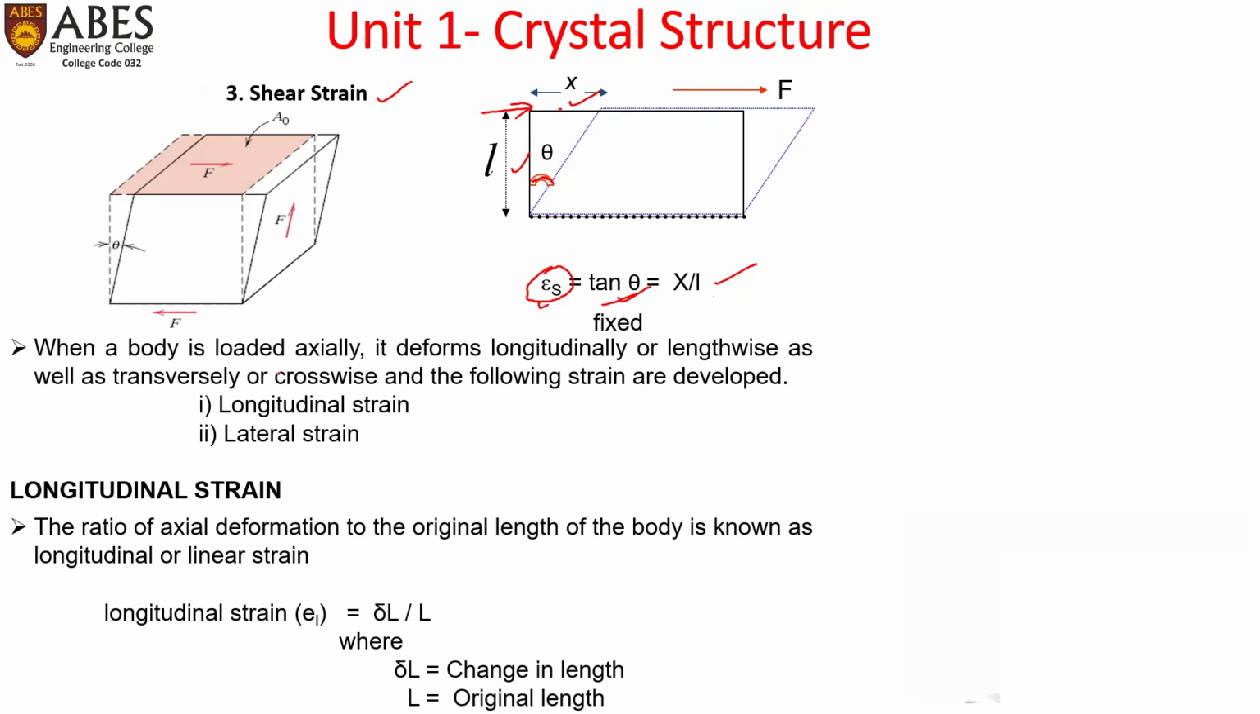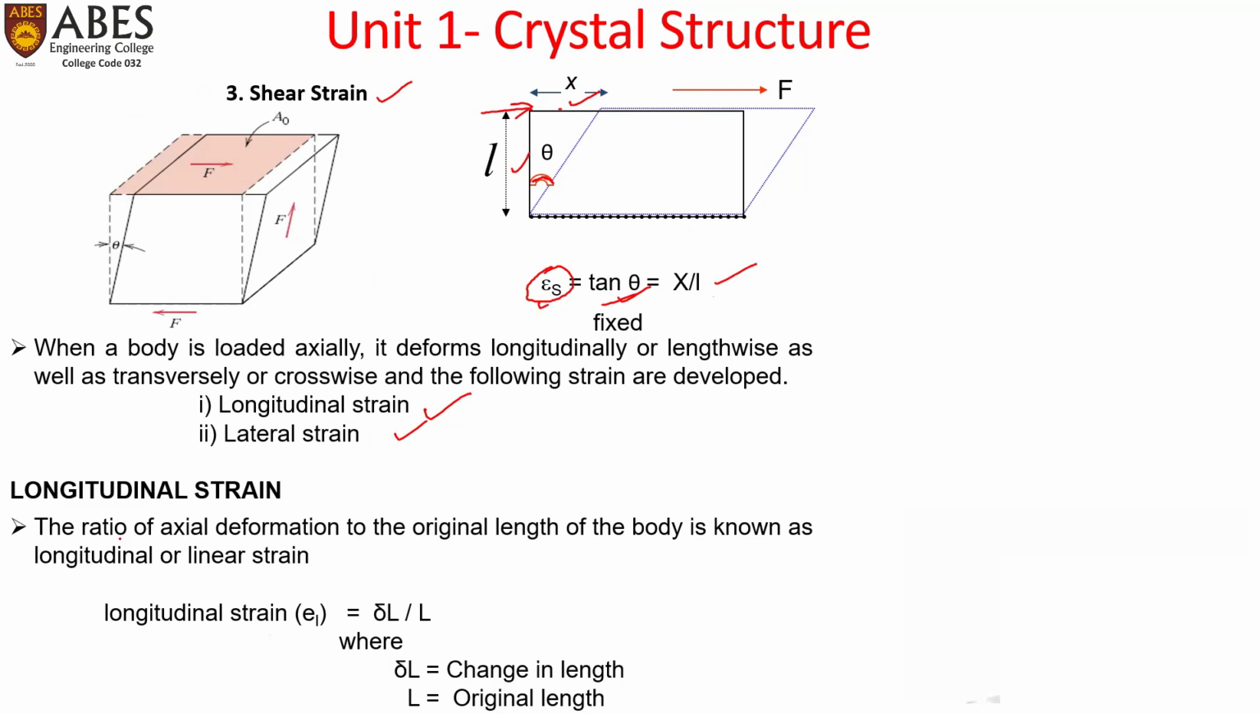When a body is loaded axially, it deforms longitudinally or lengthwise, as well as transversely or crosswise also. And the following strains are developed: longitudinal and lateral. So if a body is loaded uniaxially under tensile condition along the long axis, longitudinally, it also gets deformed transversely or crosswise. Those are called lateral strains. So two types of strains are there: longitudinal and lateral.